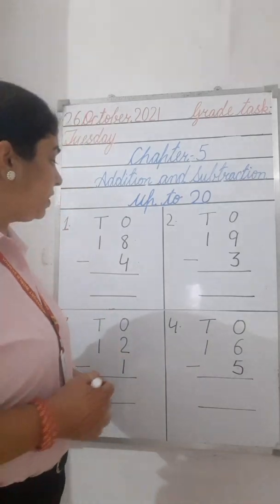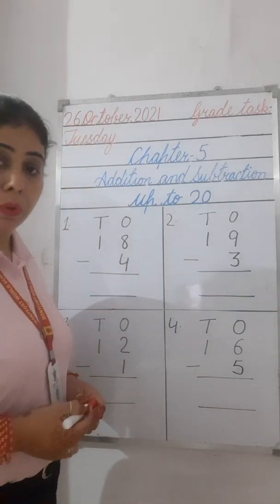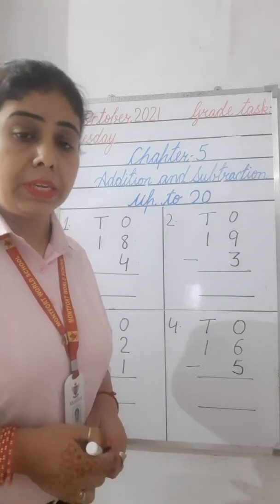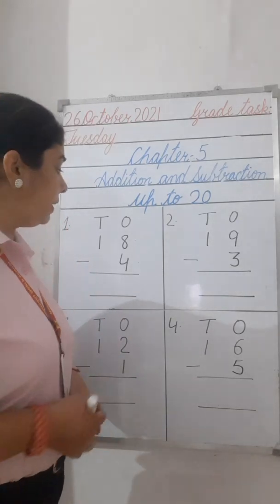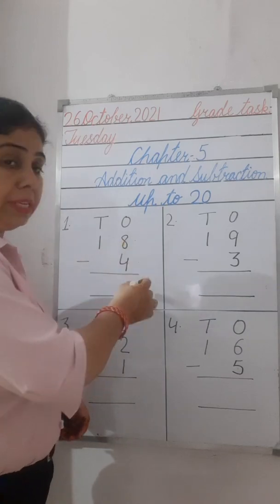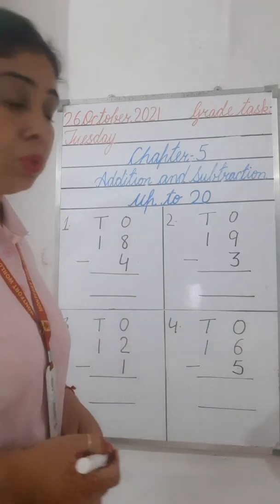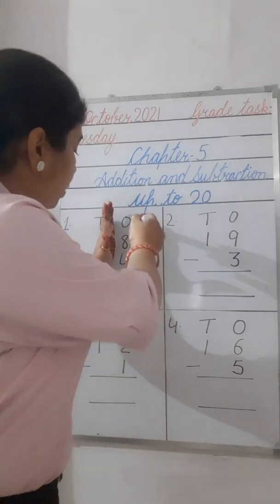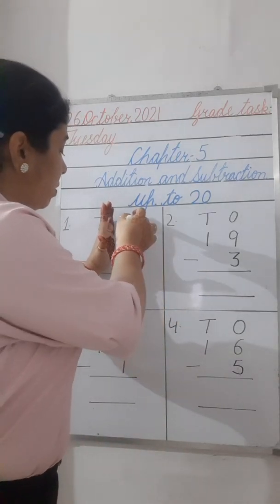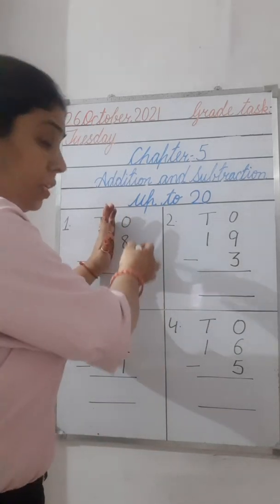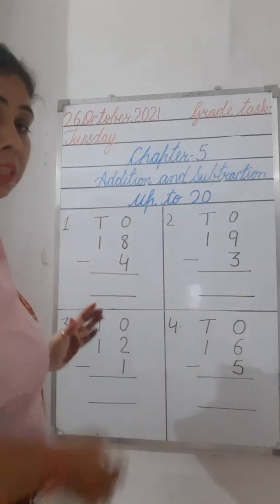Students, now we will revise subtraction sums. These sums you can do in your rough notebook. So everyone, take out your rough notebook and let's start. See, which number is this? 18 minus 4. Students, firstly we will do this part. We have to subtract ones out of ones. Firstly we will do this part and then we will do this part.